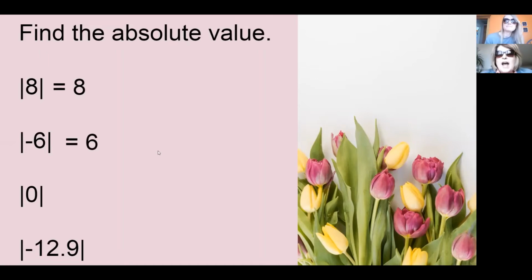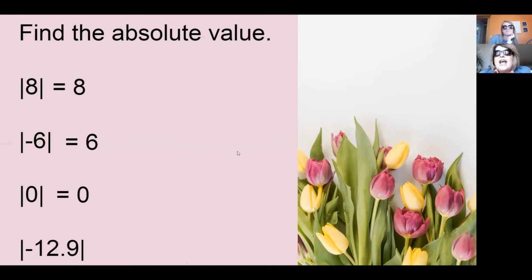We have the absolute value of 0. How far is 0 from 0? Class, you know this answer. It's 0 because it's already on 0.